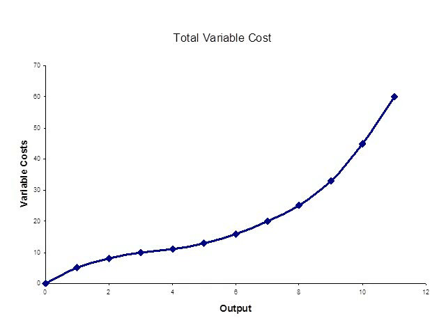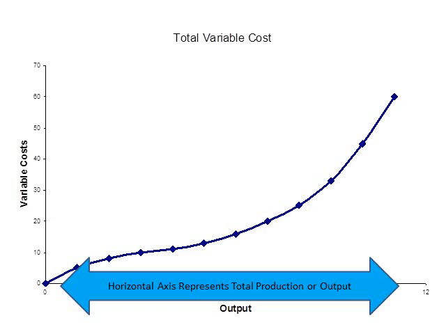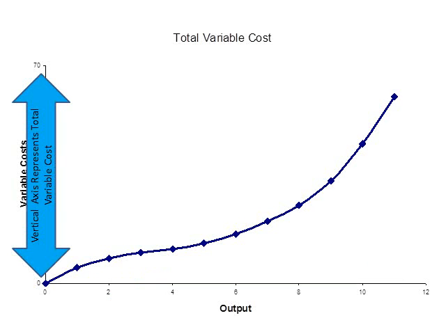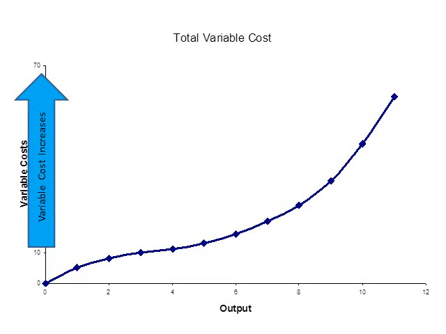Before discussing the particular features of the graph of variable costs, let's take a minute to understand the structure of the graph. The horizontal axis represents total production or output. Total production or output increases as you move from left to right. The vertical axis, or the y-axis, represents variable costs or total variable costs. Variable costs increase as one moves from the bottom toward the top.